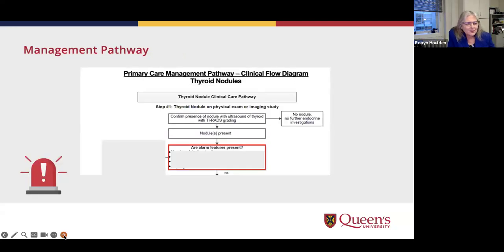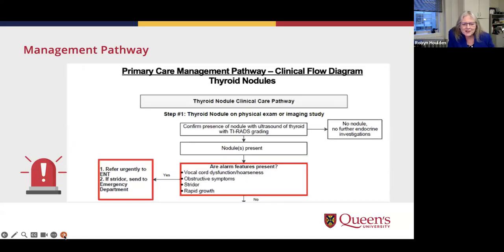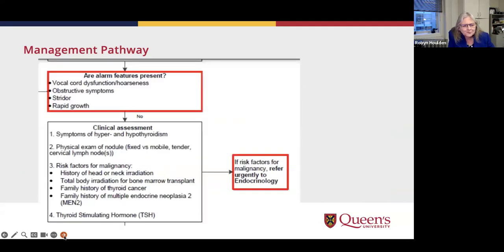And we're going to look for these alarm features, the ones that would make us want to get this person seen quickly. And the next slide says, if the patient starts telling you that they're developing a hoarse voice, that would suggest maybe a local invasion of the vocal cords. They've got trouble breathing. They've got stridor, or the thing is growing really fast. Those are serious things. You want to get ENT to see them urgently. And certainly if they're having trouble breathing, you'll want to send them to the emergency department. Okay, but if those alarm features aren't present, we'll go to the next box, next slide.